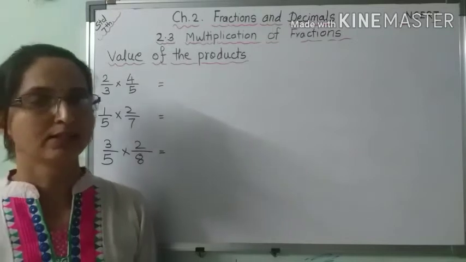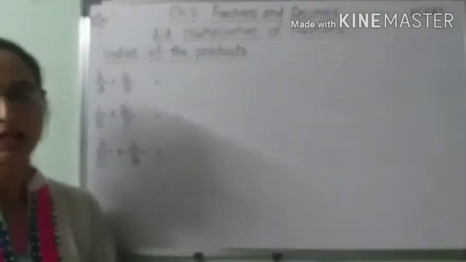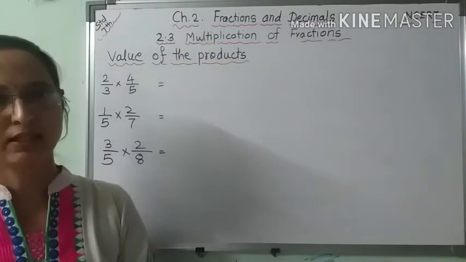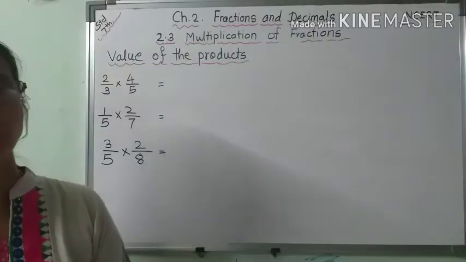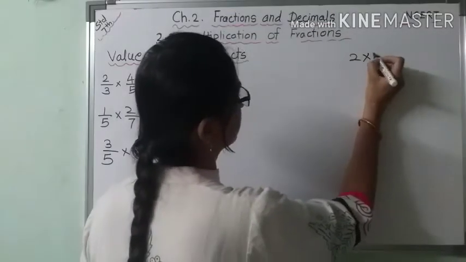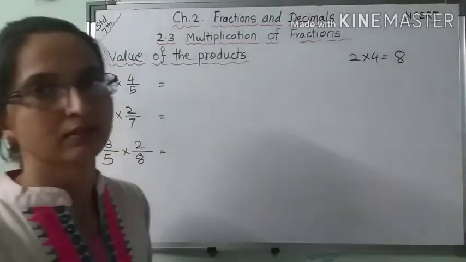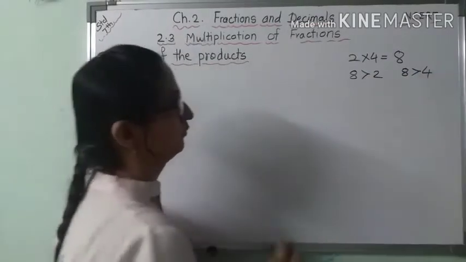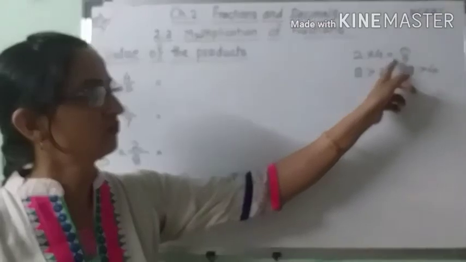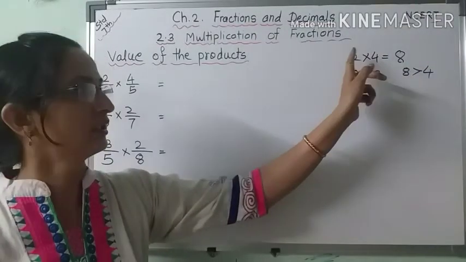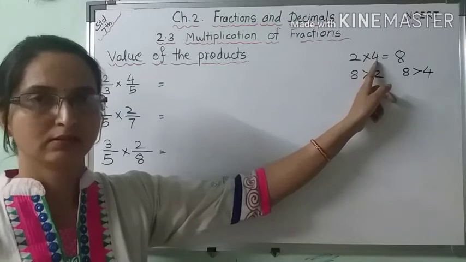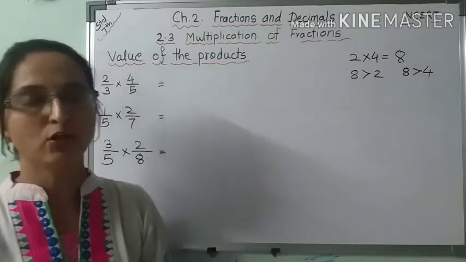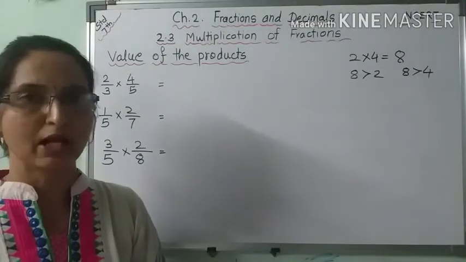The next topic is the value of the product. As you have seen, the product of two whole numbers is greater than each of the two whole numbers. For example, 2 into 4, the answer is 8. Here 8 is greater than 2 as well as greater than 4. Now we have to find the value of the product when we multiply two fractions.